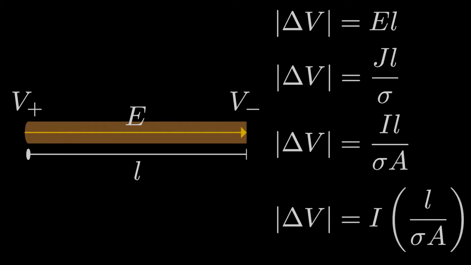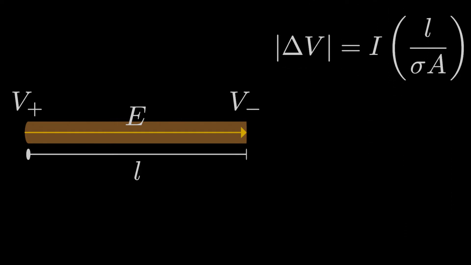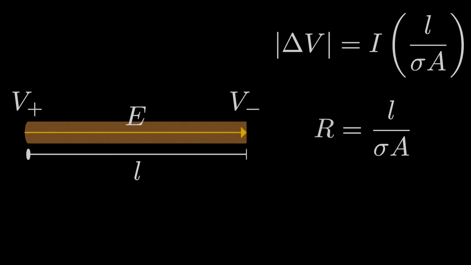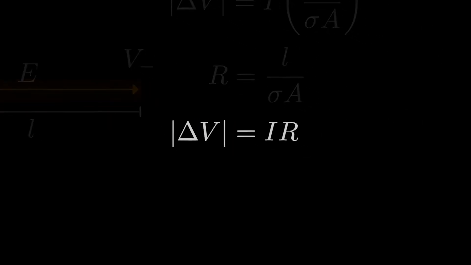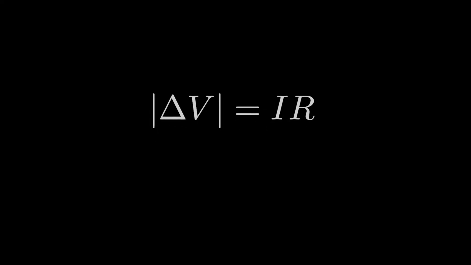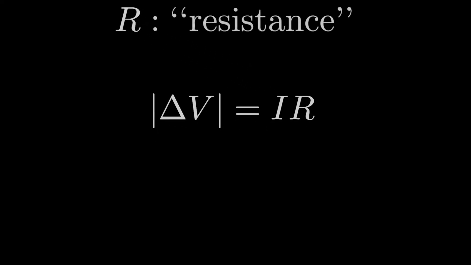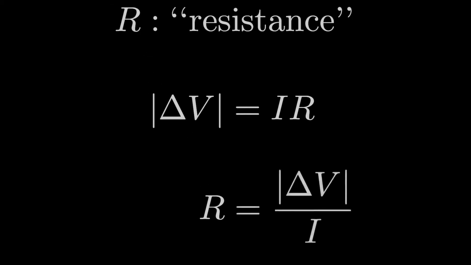Then what's usually done is we take this mixture of all 3 of these variables and lump them into a single variable denoted with a capital R. Then we can say the potential difference across this wire segment is just the current measured across it times this new variable we've just defined called capital R. Capital R is what we call the resistance of the wire segment. It's defined by the potential difference across the segment divided by whatever current is measured through the segment.